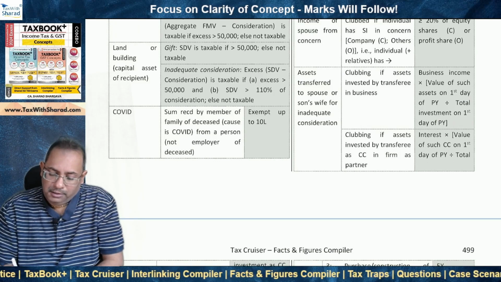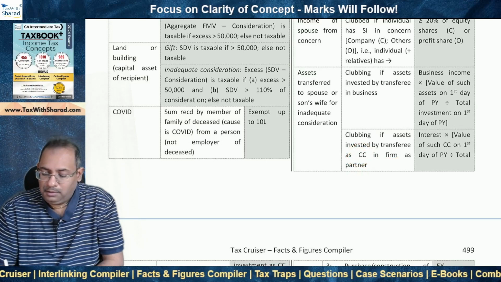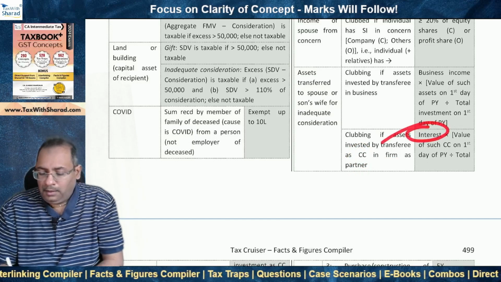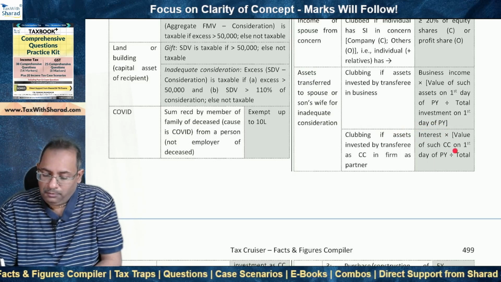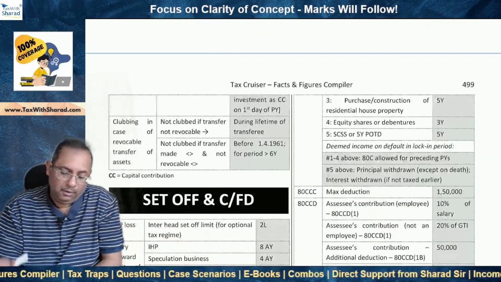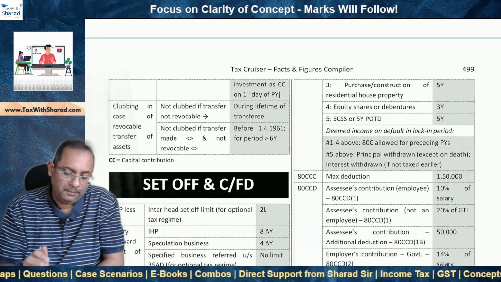If the assets are invested by the transferee as capital contribution in a firm as a partner, then also clubbing happens in the case of interest, and the amount is interest multiplied by a ratio, and the ratio is the value of such capital contribution on the first day of the previous year divided by total investment as capital contribution on the first day of the previous year.